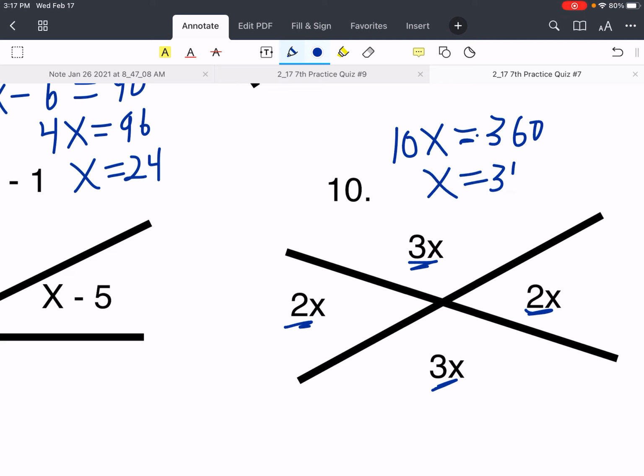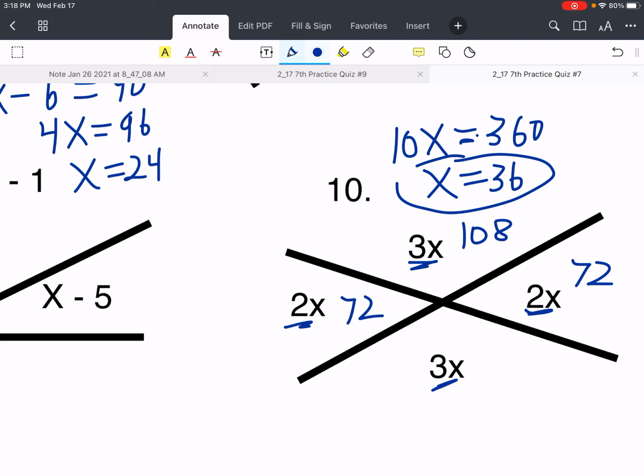X equals 36. And again, if we wanted to check that, we can multiply, 3 times 36 is 108. 2 times 36 is 72. Those add up to 180. If we have 72, 108, those 4 add up to 360, so you can check your work.